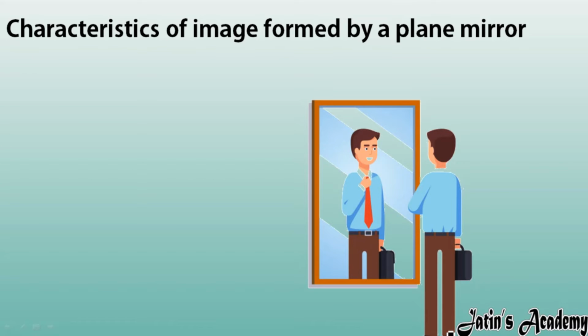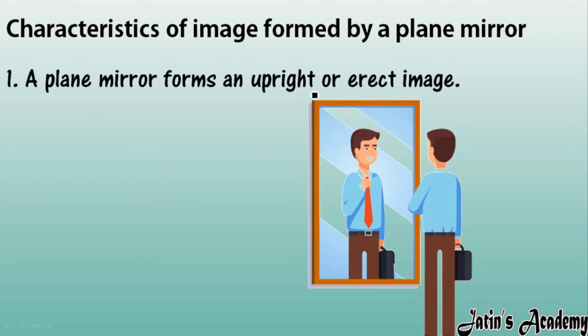Next we have the characteristics of the image formed by a plane mirror. Whatever mirror we are using in our house, what kind of images are formed in that plane mirror, those characteristics we are going to study one by one. First, a plane mirror forms an upright or erect image. Means head is up, in the image also head is up. If your toe is down, in the image also toe is down. Only an erect image is formed in a plane mirror.